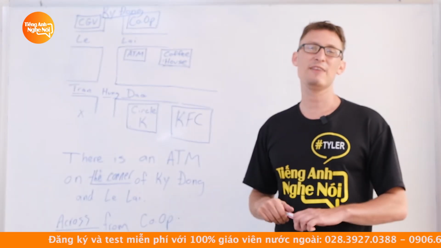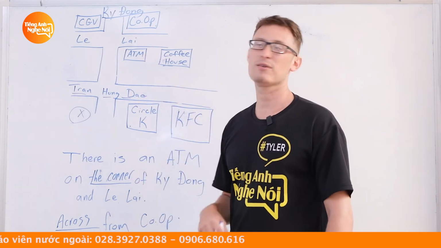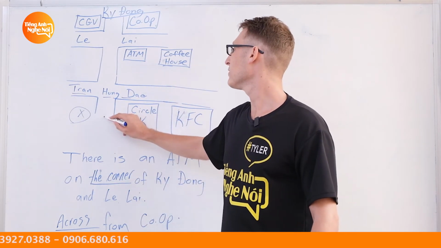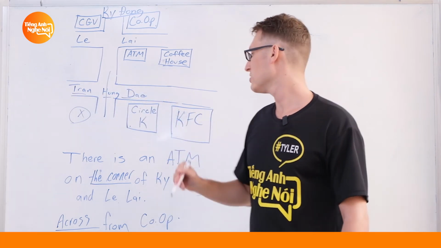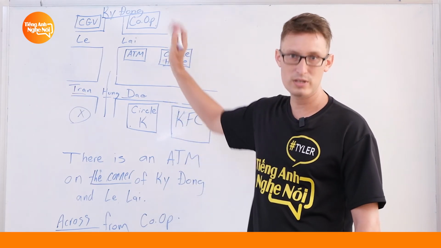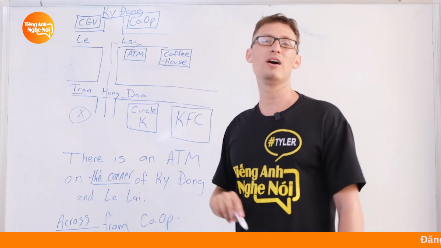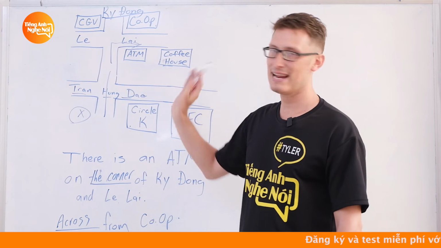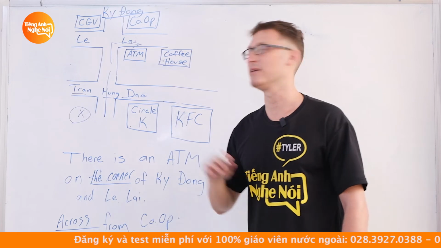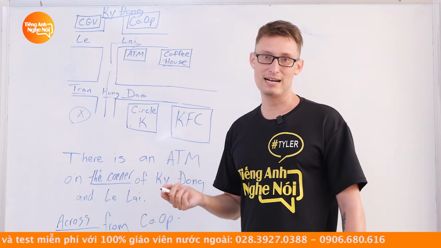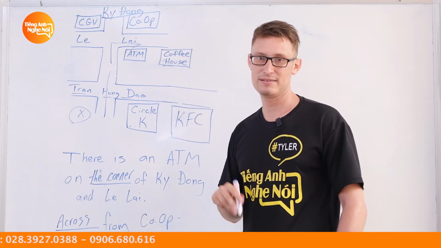So, if you want to give me directions from here to here, what would you say? First, you have to go here. You have Tran Hung Dao Street. You go through Tran Hung Dao Street. Then you do what on Leilai Street? You turn right on Leilai Street. The ATM is right there. So, go through Tran Hung Dao Street and turn right on Leilai Street.